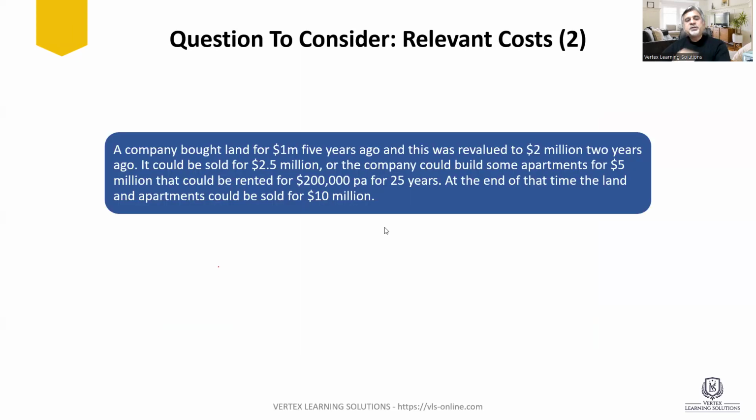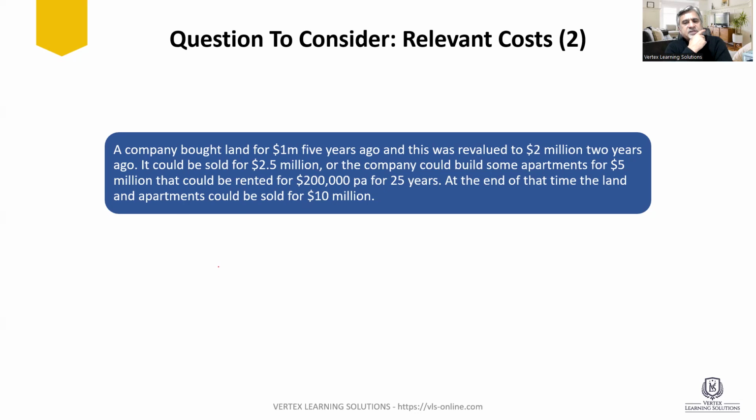We do one more question. A company bought land for 1 million 5 years ago, and this was revalued to 2 million 2 years ago. So 5 years ago, we bought it for 1 million. Now the value of the land is 2 million. It could be sold for 2.5 million, if we try to sell it now. Or the company could build some apartments for $5 million that could be rented for 200,000 per annum for 25 years. At the end of the time, the land and apartments could be sold for 10 million.